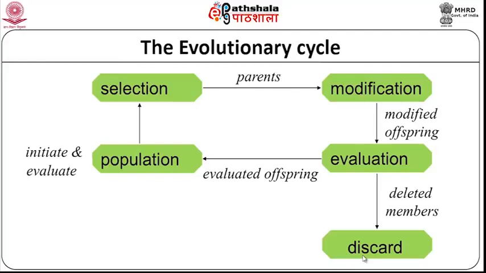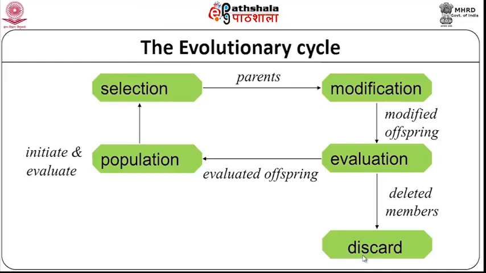Now, this is the evolutionary cycle. So, what is the evolutionary cycle? We have parents, you have a population. So, you initiate and evaluate the population, and from that you do the selection process. From the selection you get the parents, and then you do a modification to get modified offspring, then you evaluate the offspring. If they are not very good, then you discard those offspring, otherwise you evaluate the offspring and put it in the population, so that they go into the next generation. So, this is the evolutionary cycle.